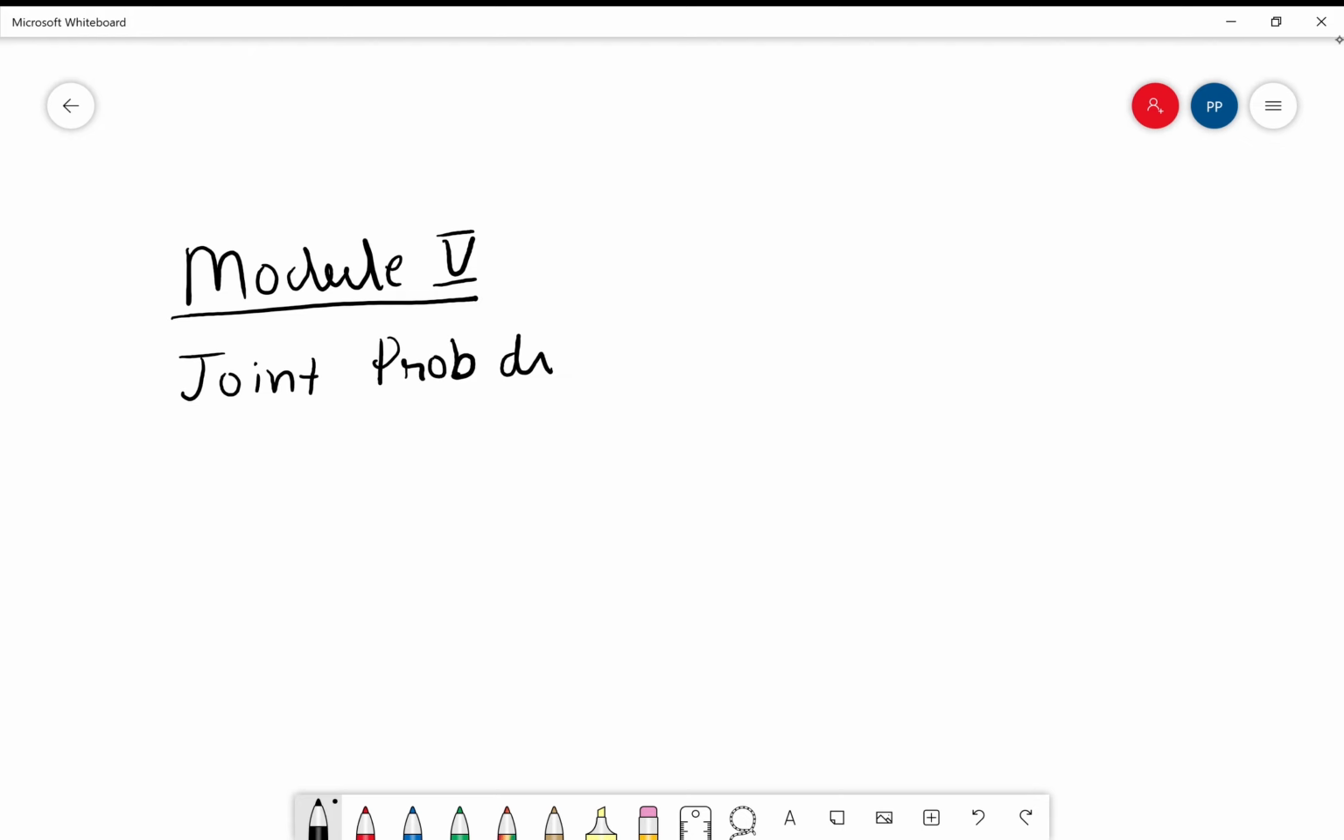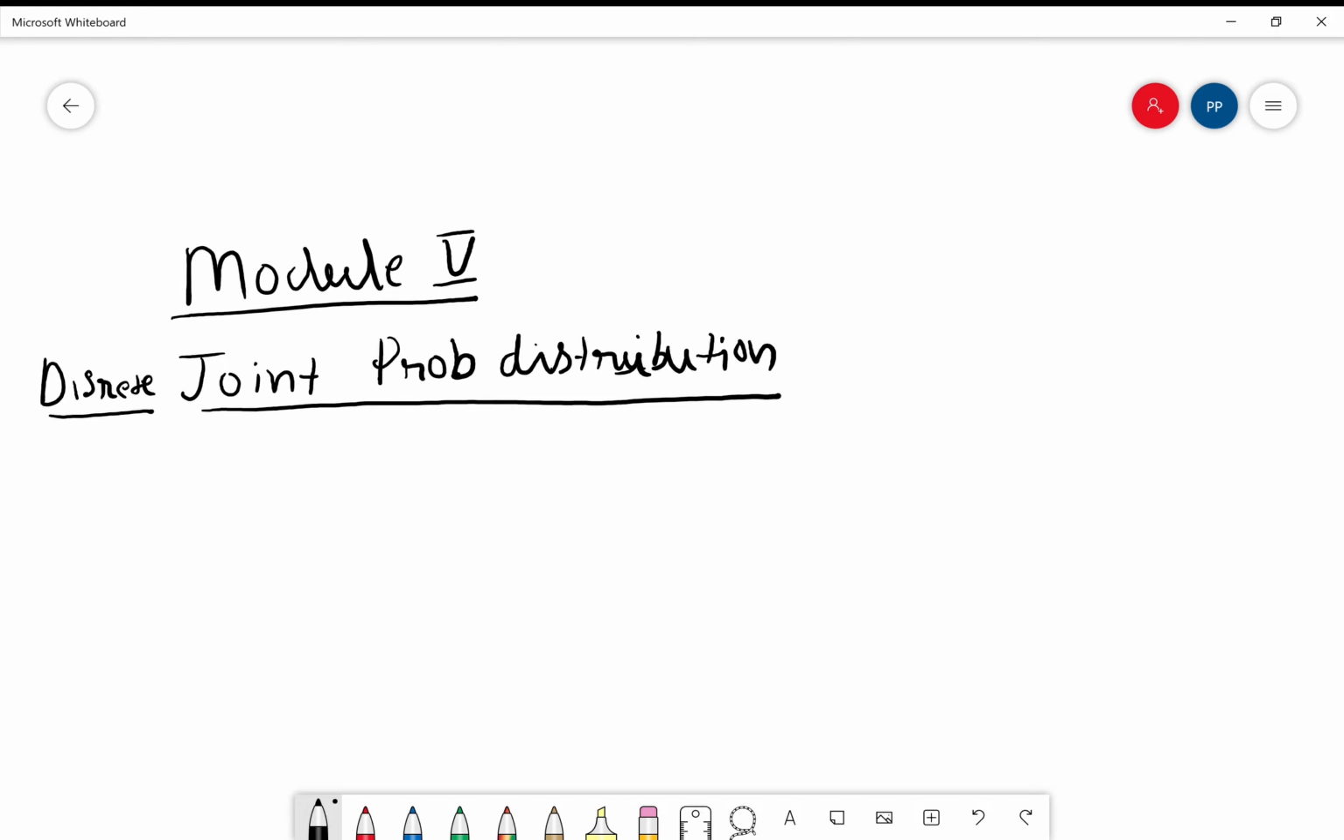It is nothing but the distribution of two variables. We have studied two kinds of variables, namely the discrete variable and the continuous variable. In the syllabus, they include only discrete joint probability distribution. That means you are studying only the joint probability distribution of two discrete variables. To understand this, let us consider a simple example.